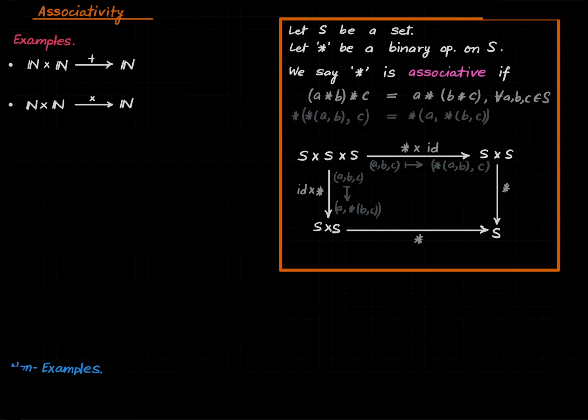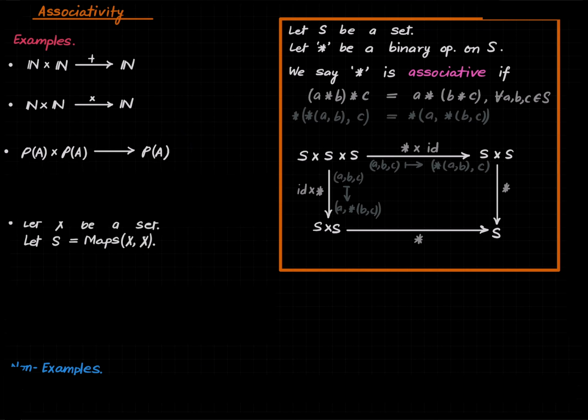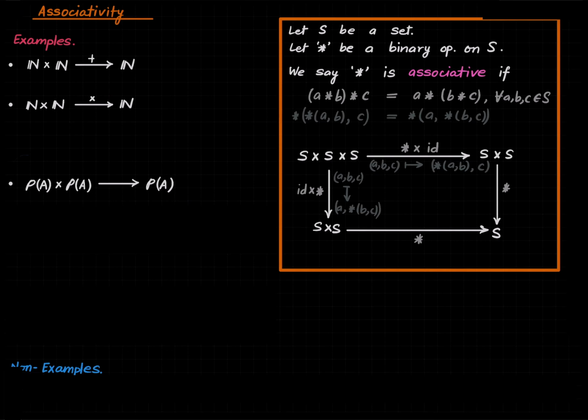Similarly, multiplication of natural numbers has the same property. 2 times 3 times 5 is 2 times 3 times 5. Here, let me not give an example. You can come up with your own examples, or what you could do is just take multiplication on integers. That is also associative. Union, intersection, and symmetric difference are associative.